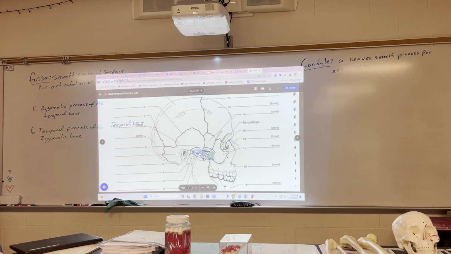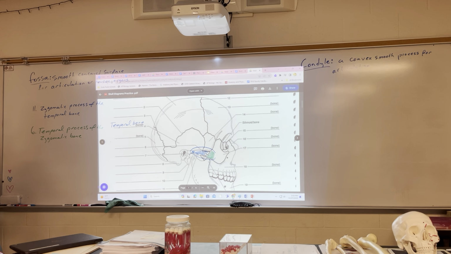So you've probably already noticed this, but the temporal bone has the zygomatic process. The zygomatic bone has the temporal process. So the bones have switched names for the processes that they have. Okay? Not quite sure why they did that, but that's how they did it. Okay? So that creates this zygomatic arch.